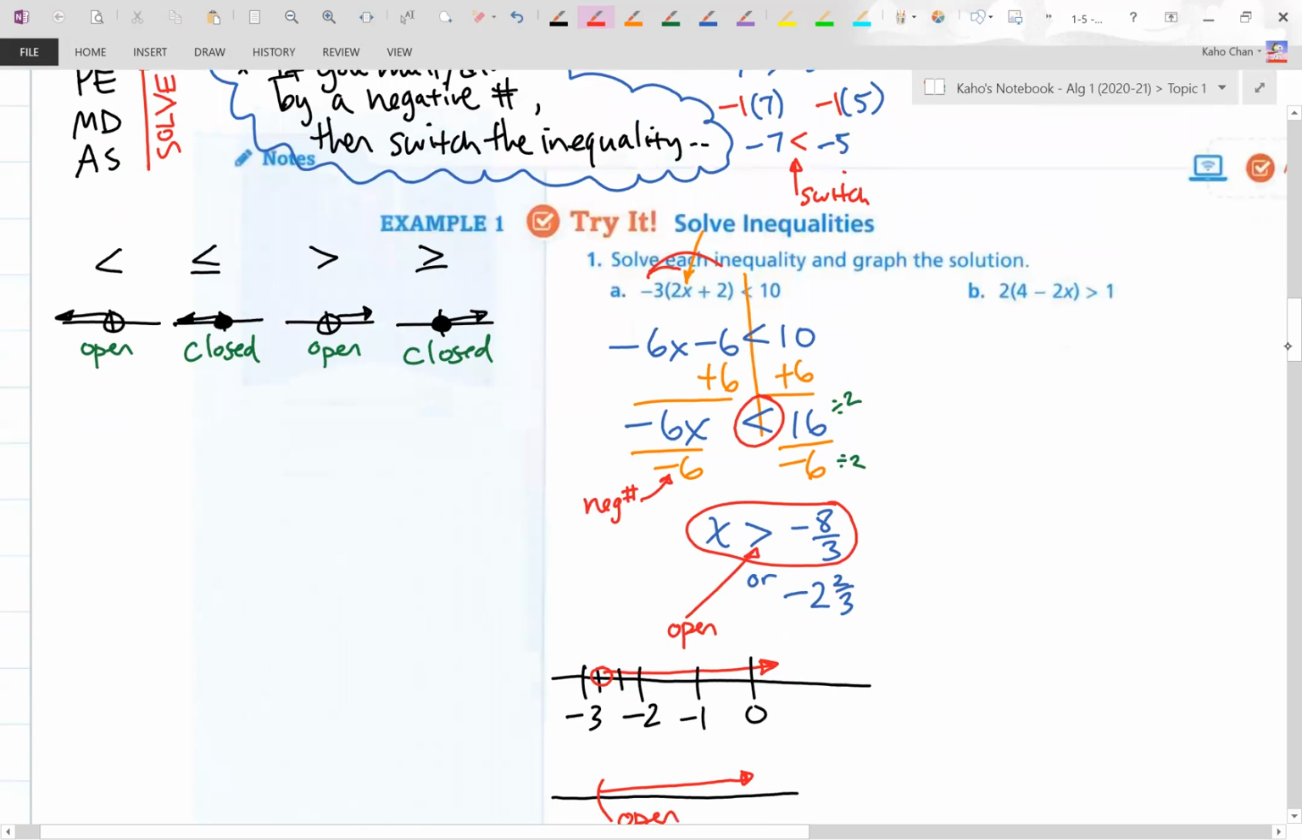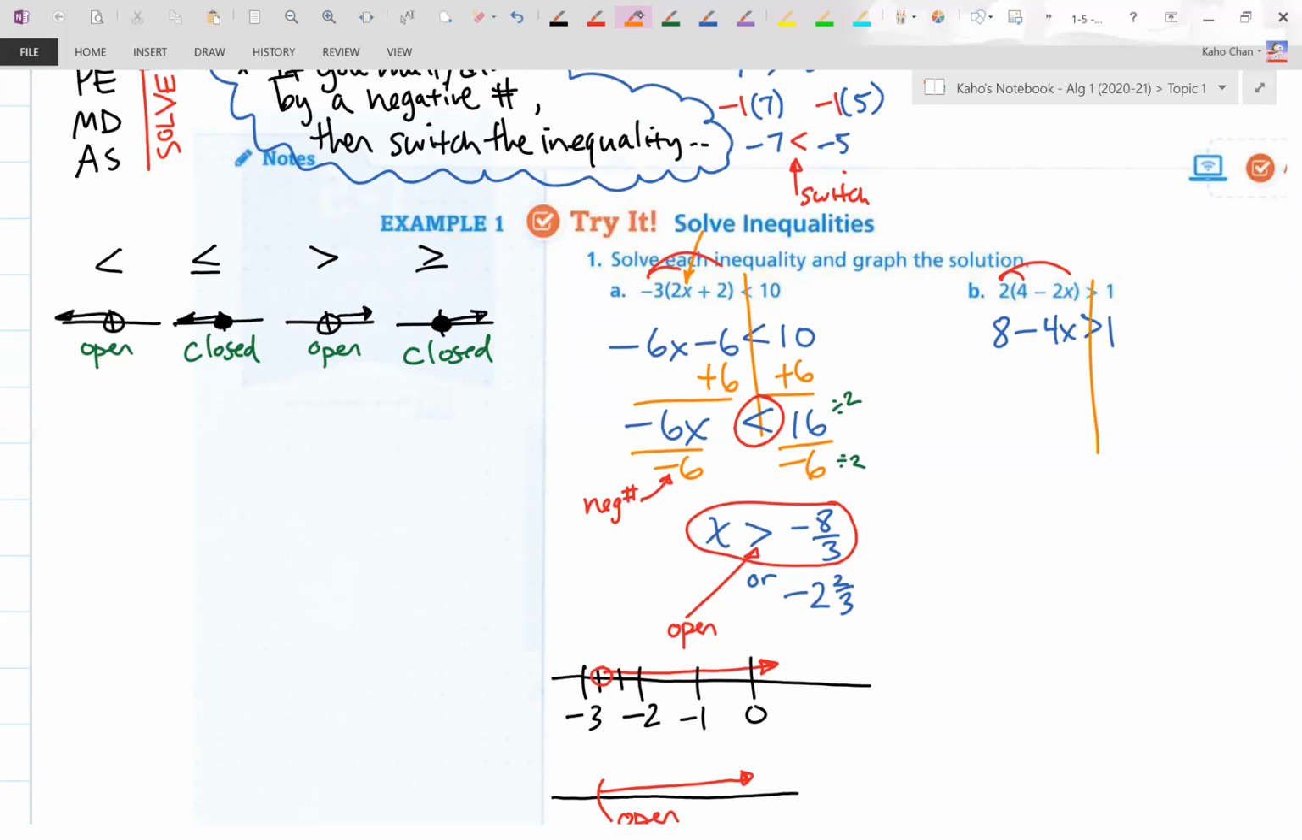Next one. I have a multiplier, a distributive property again. I don't want to divide by 2. That's going to create a fraction. Okay. 2 times 4 is 8. 2 times negative 2x is minus 4x.